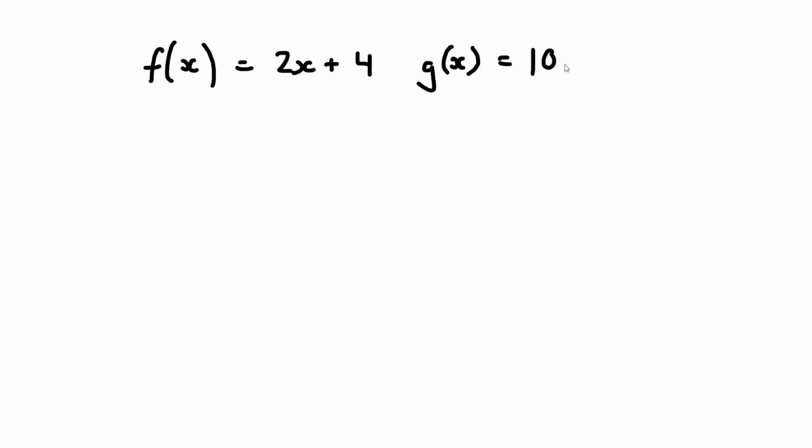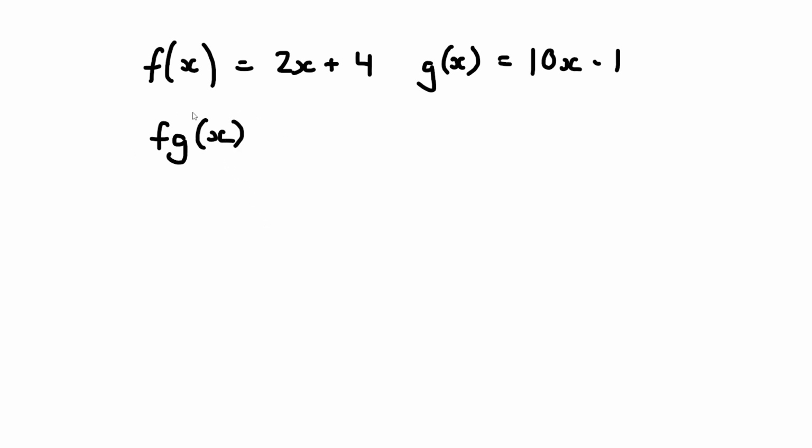Now there's one last thing I want to cover, which for some reason there are no questions like this in the book, so I'm just going to make one up. Let's say we've got f of x equals 2x plus 4, and we've got g of x equals 10x minus 1. All right, let's say we've got these two functions. What would be fg of x?